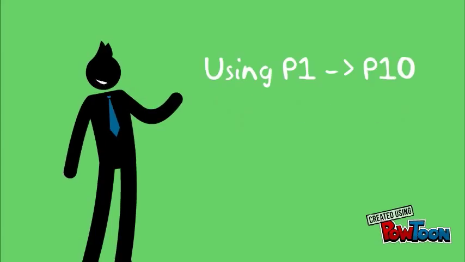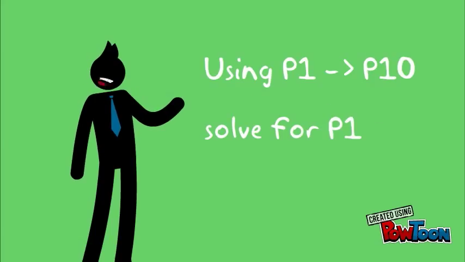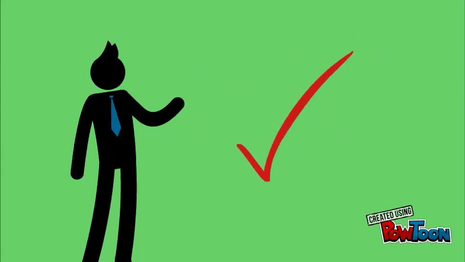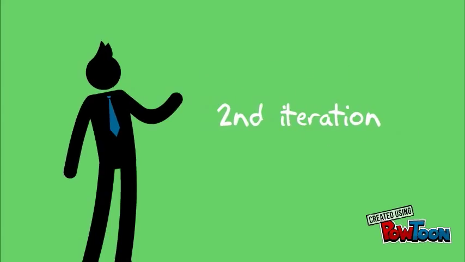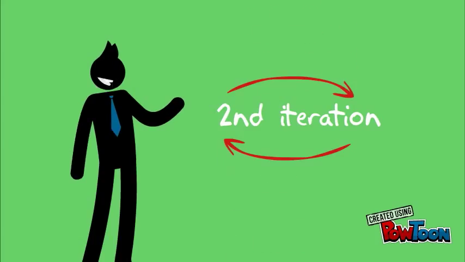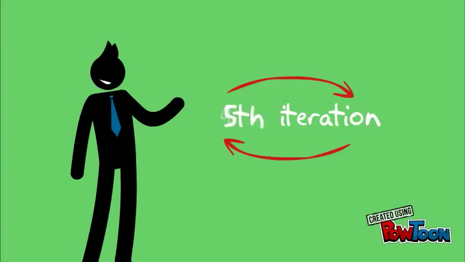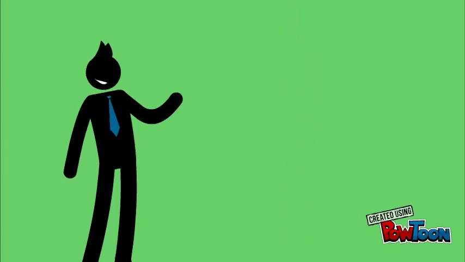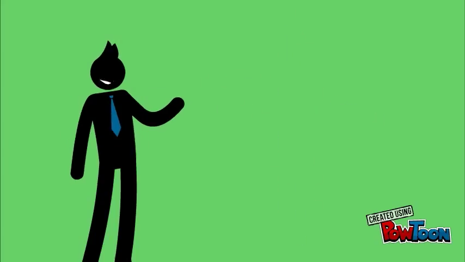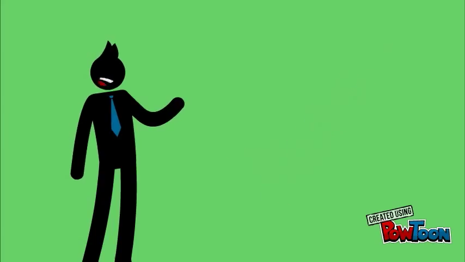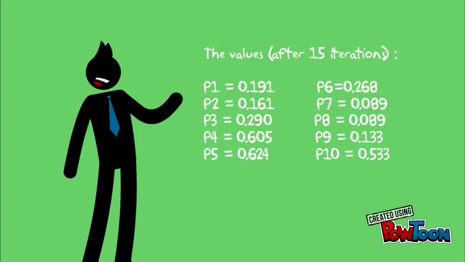Now using all of these computed values, we solve for P1 again, until we reach P10. After it is finished, that will be our second iteration. The process repeats again and again. The values used in the previous calculations will be used in the next, until we notice that these values converge at one point. If that happens, then we can say that the final value is the value we are looking for. These are the results after 15 iterations.